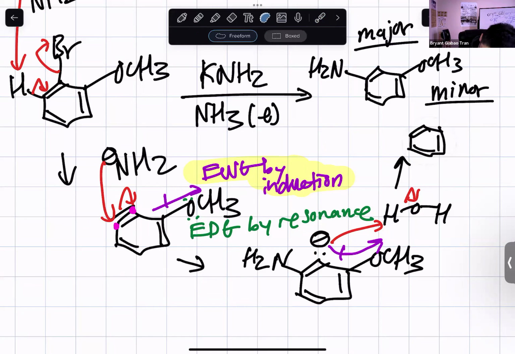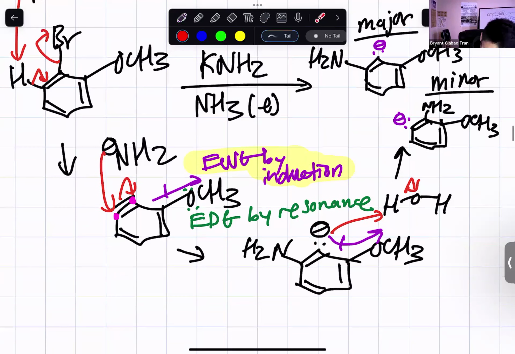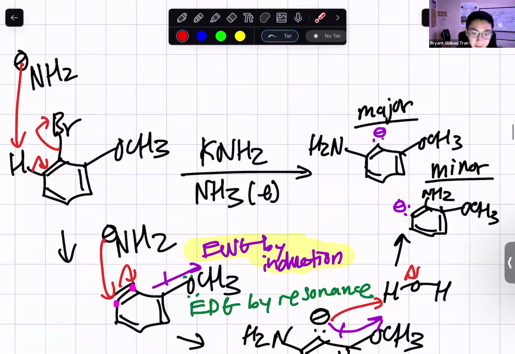If you think about the intermediate, which is in purple, the intermediate of the major is more stable, closer to the EWG by induction. This negative charge is too far away from the EWG by induction, making it less stable, minor. Right? Did that make sense? Yes.